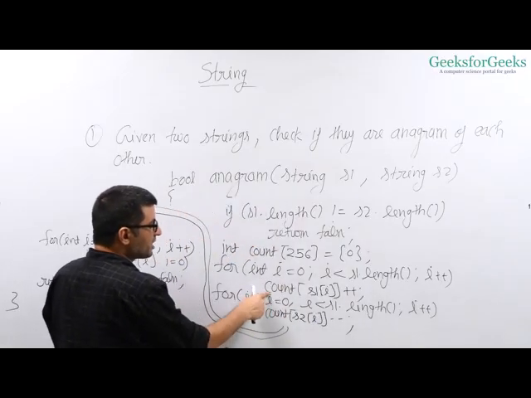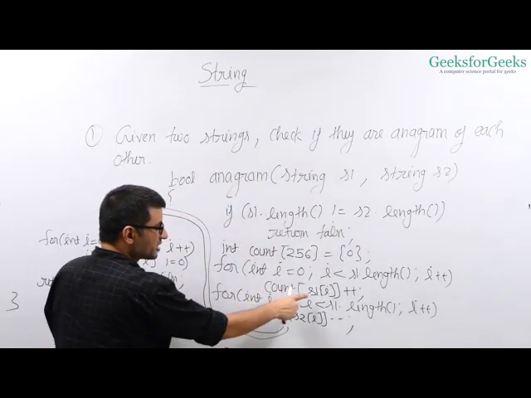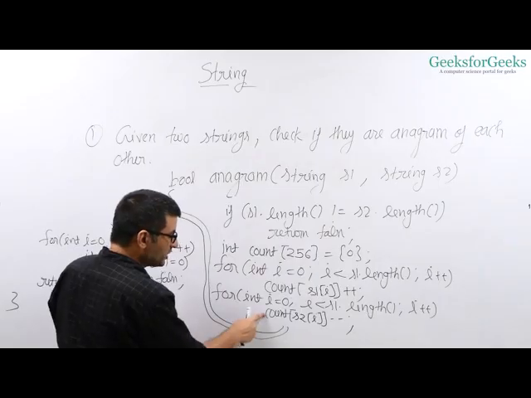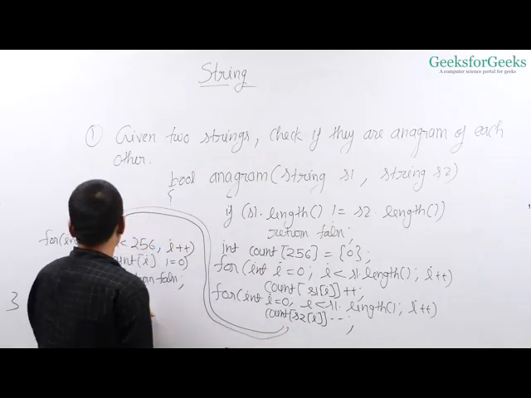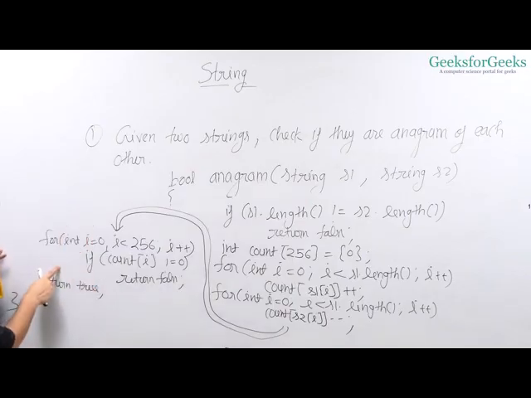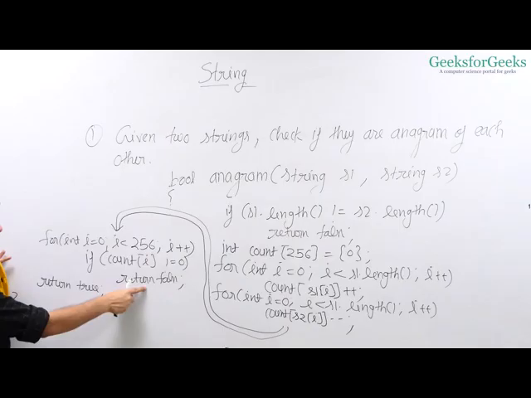I increment the count of every character in first string. Then I traverse through the other string and decrement the count of every character. At the end, I check if any value in the count array is non-zero. If that happens, I immediately return false. And I come here when all the values are 0, so I return true.